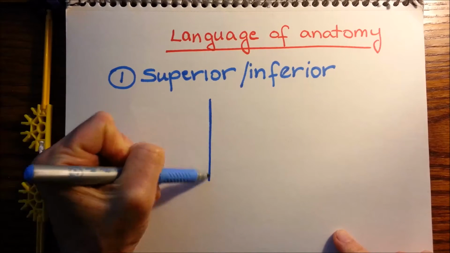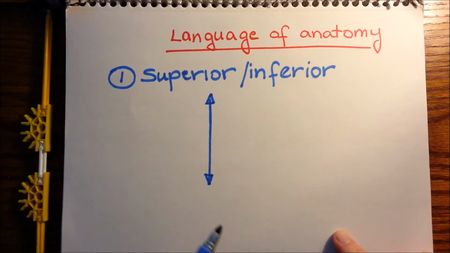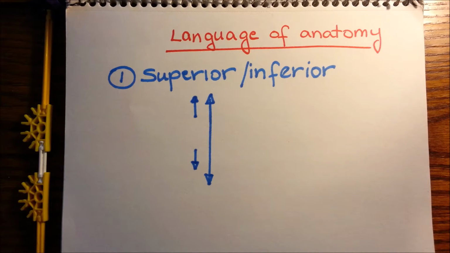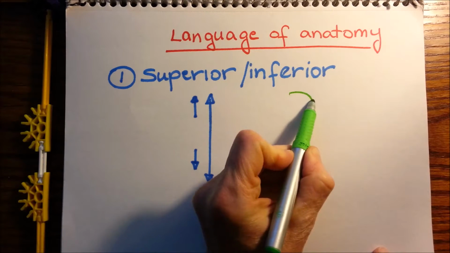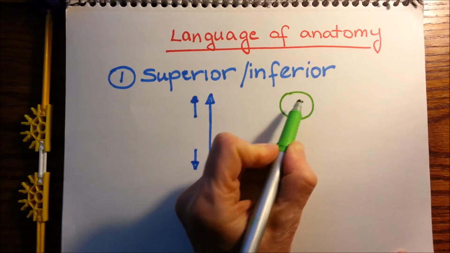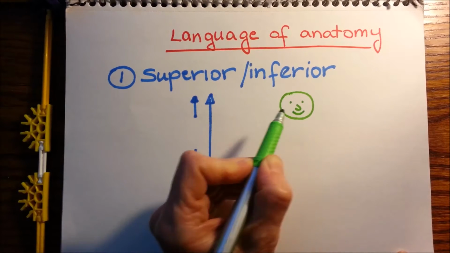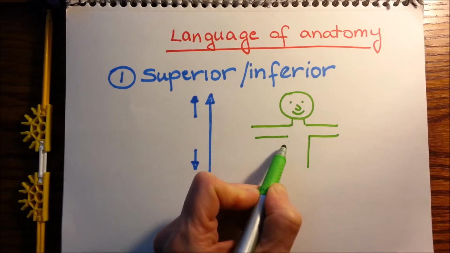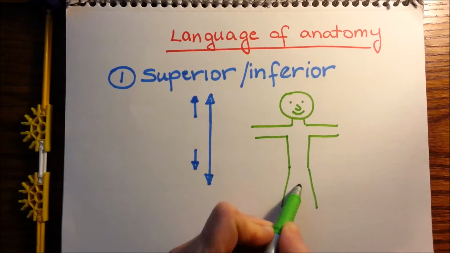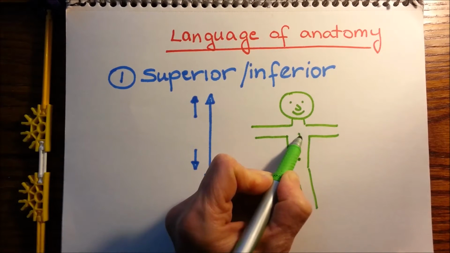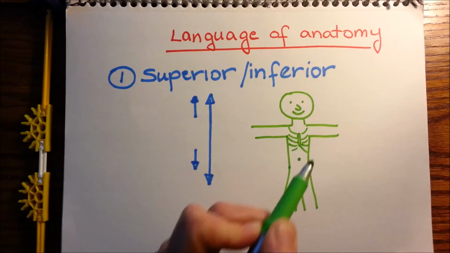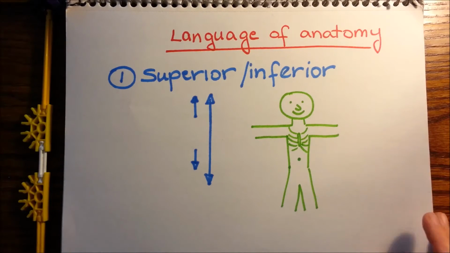These terms are used for structures that are located along the long axis of the body. Above is superior, below is inferior. On the picture, the eyes are superior to the nose and the mouth is inferior to the nose, if you want to use the words superior or inferior. For example, the sternum is superior to the belly button.